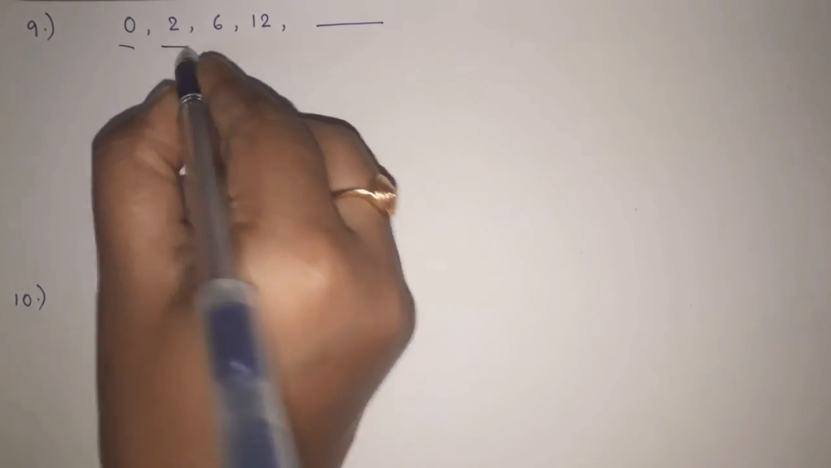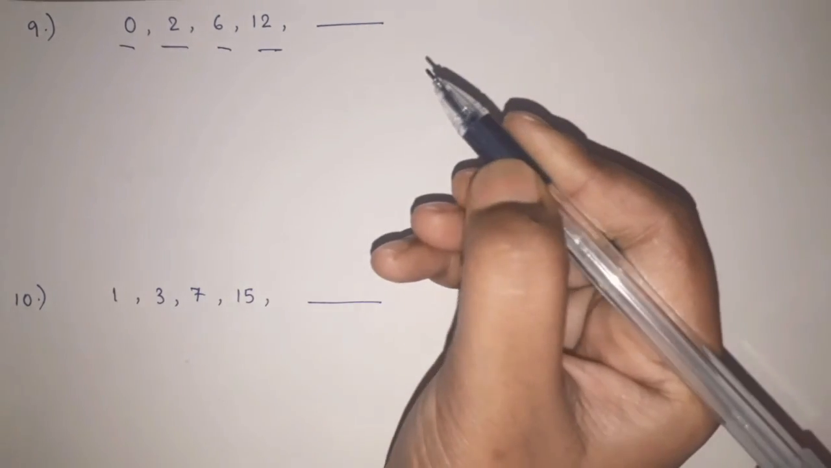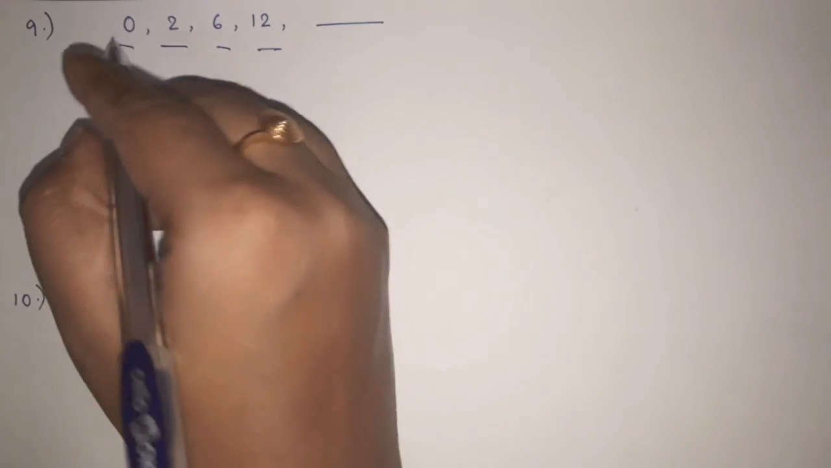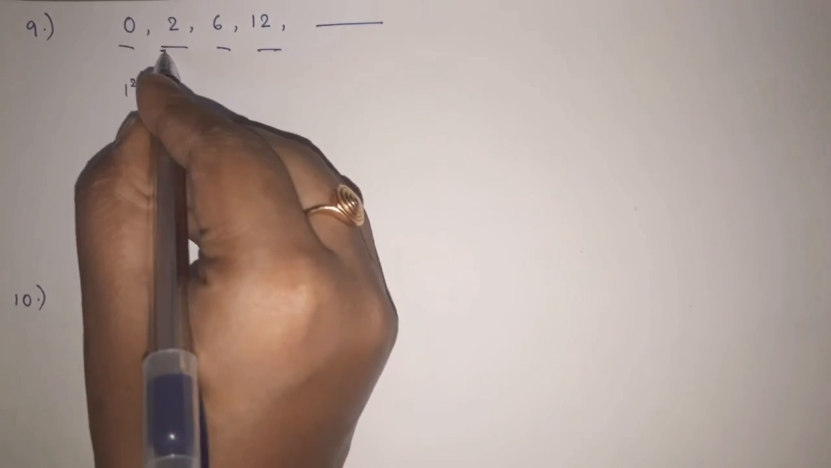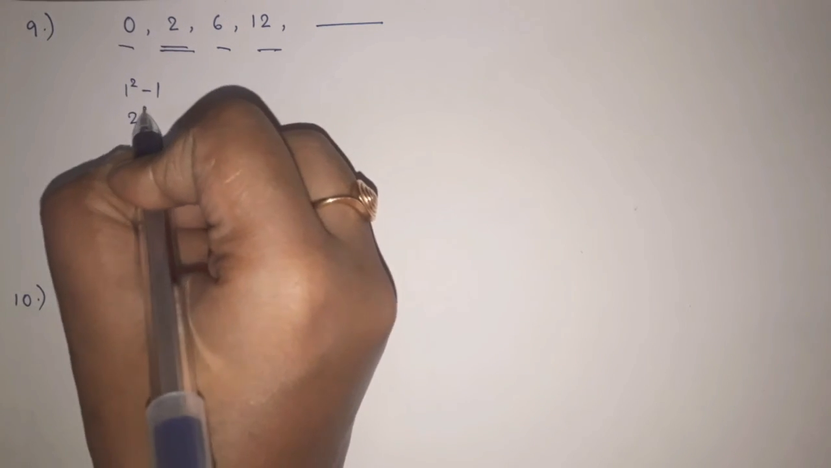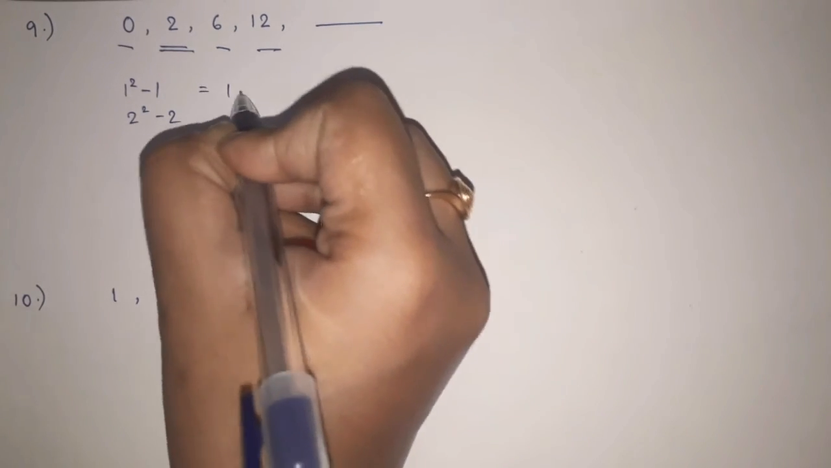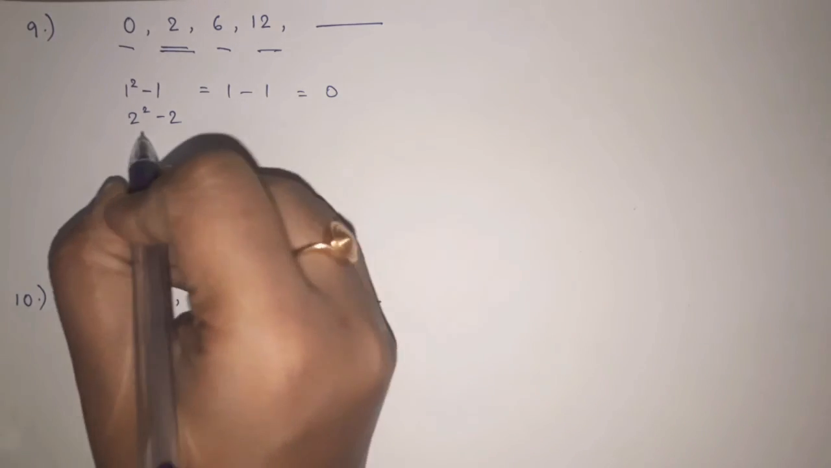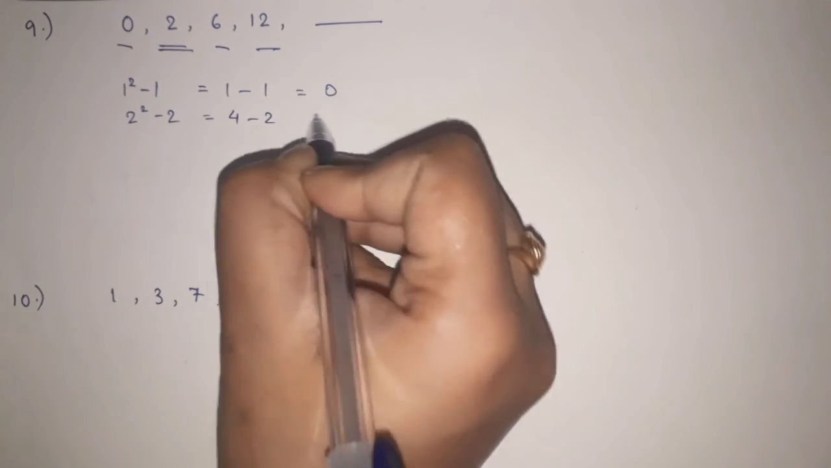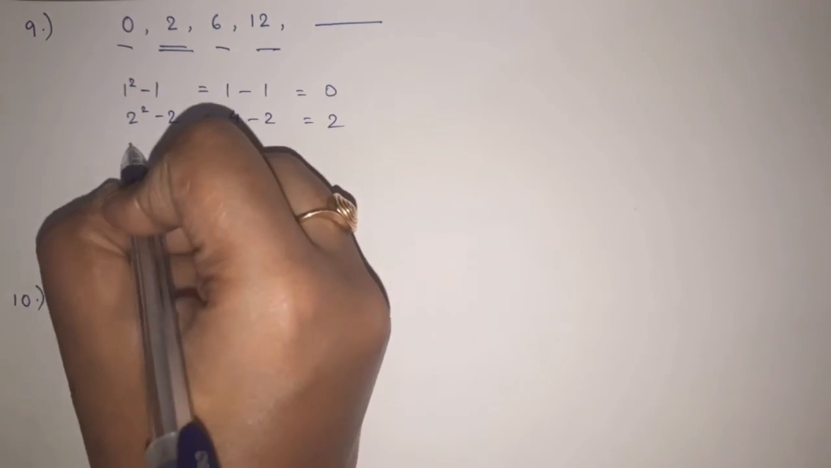See, this is 0, 2, 6, 12, dash. So this 0 is actually 1 square minus 1. This 2 is actually 2 square minus 2. 1 square minus 1 is 1 minus 1, that will give you 0. 2 square minus 2 will give you 4 minus 2, that is equal to 2.